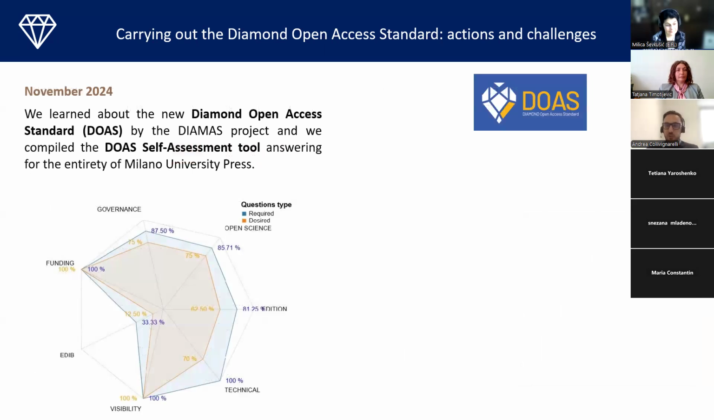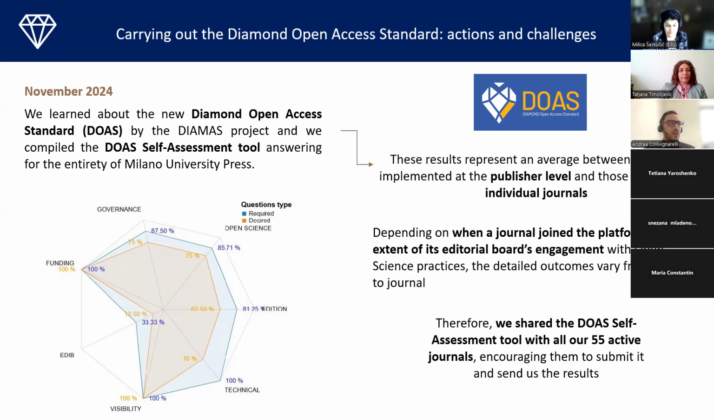Now, in November 2024, we submitted to the DOAS self-assessment tool, answering on our side for the entirety of our journals. And we had these results. We were lacking in particular for the EDIB requirements. And so we made a reflection on our standard. As I said, these results were an average between all our journals and their compliance to the open science standards.